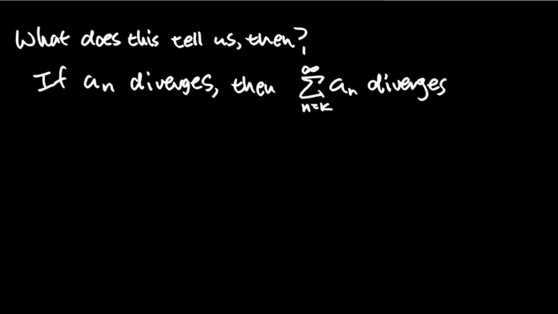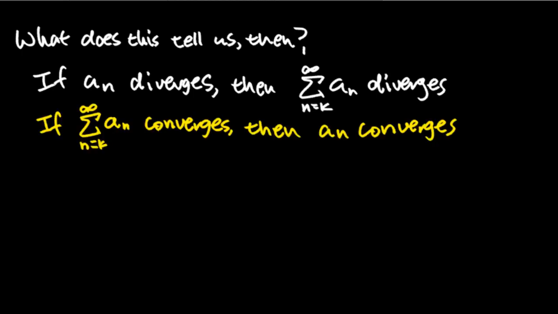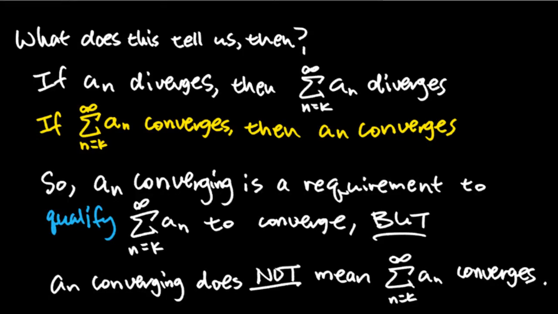There's also another thing in logic called the contrapositive. That just means you flip an if-then statement and then negate both parts. In other words, you take this, move it over there, negate it. What this is saying is the thing diverges. Then you take this part, take it over there, negate it. So basically what it's saying is that if the sum converges, then a sub n has to converge. Well, what does that mean? That means that a sub n converging is only a requirement in order to qualify something to converge. But that does not mean that the sum is going to converge, as we just saw with the harmonic series up there.